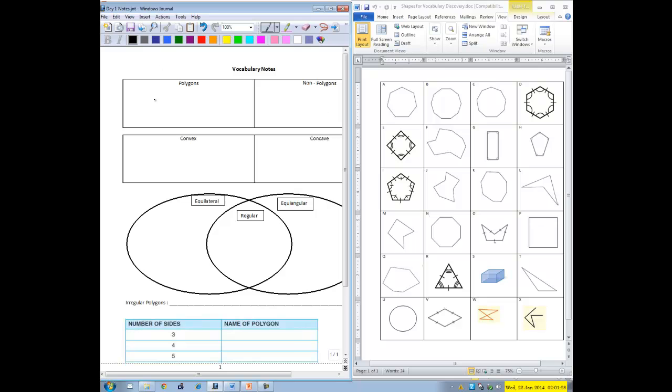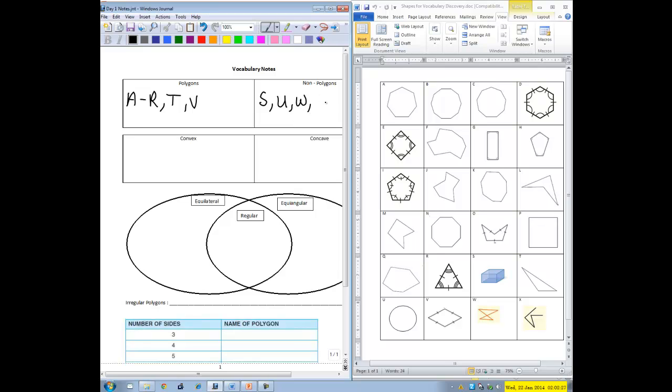Polygons are two-dimensional objects that do not cross each other. So all the polygons on this page, you have A through R. S is not a polygon because it is not two-dimensional. T is a polygon. U is not a polygon. Circles are not polygons. They have to have straight lines. V is a polygon, and then W and X are not polygons.